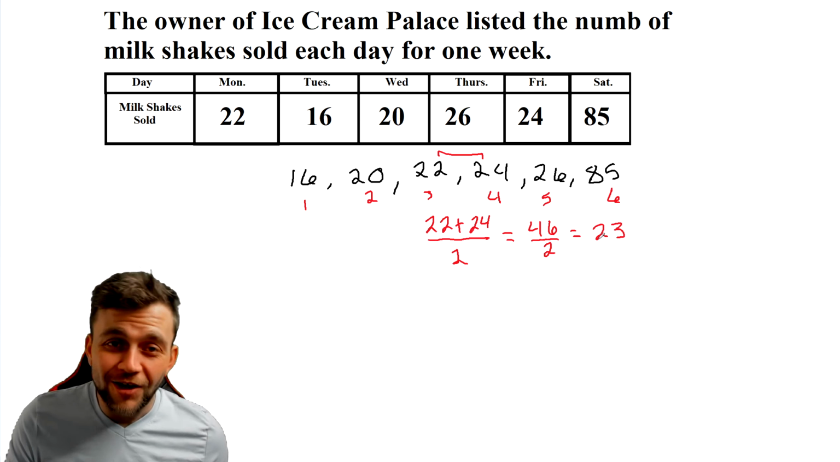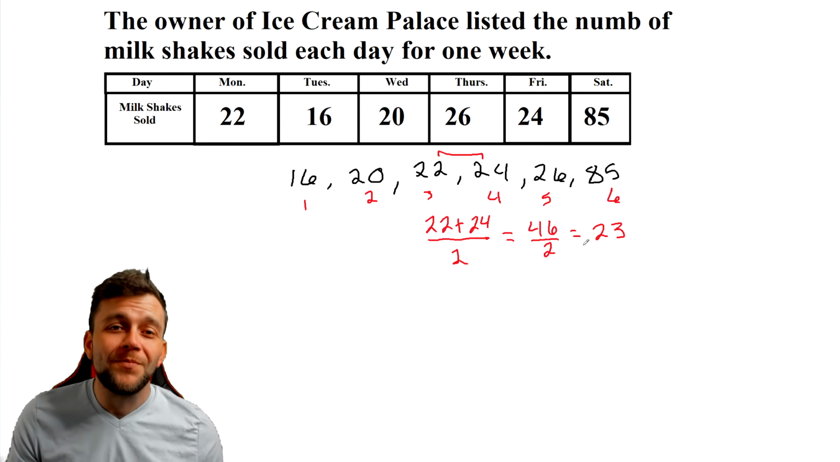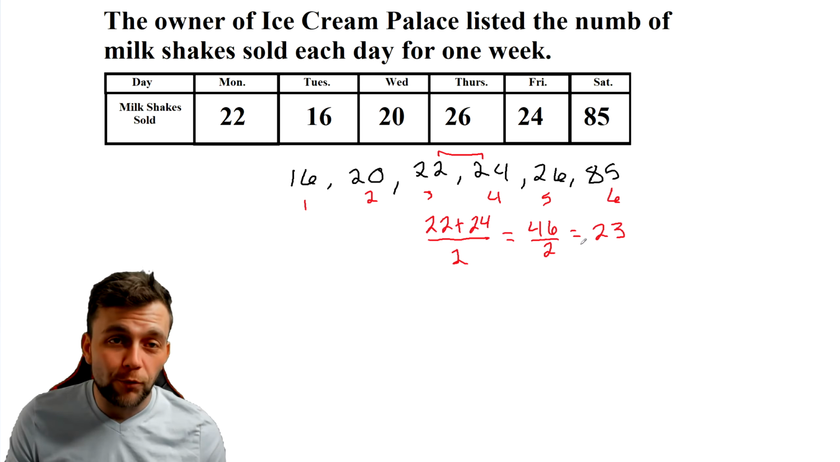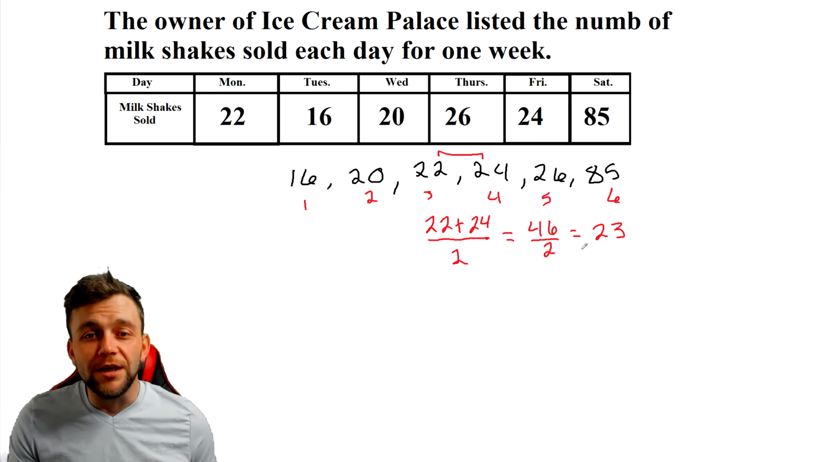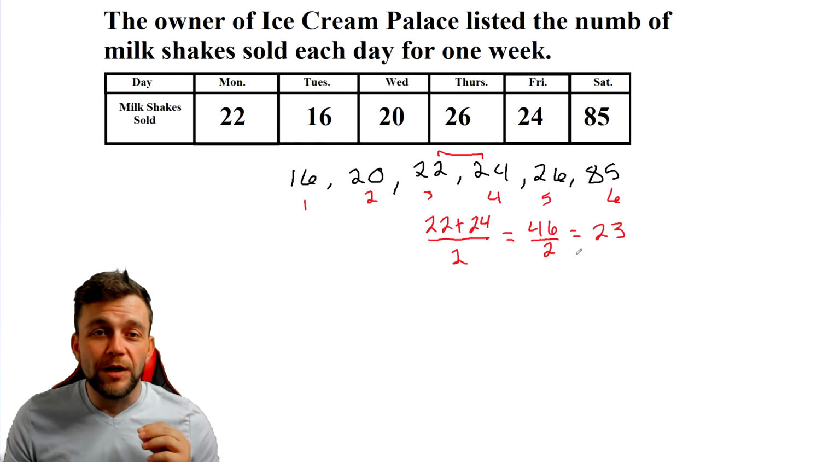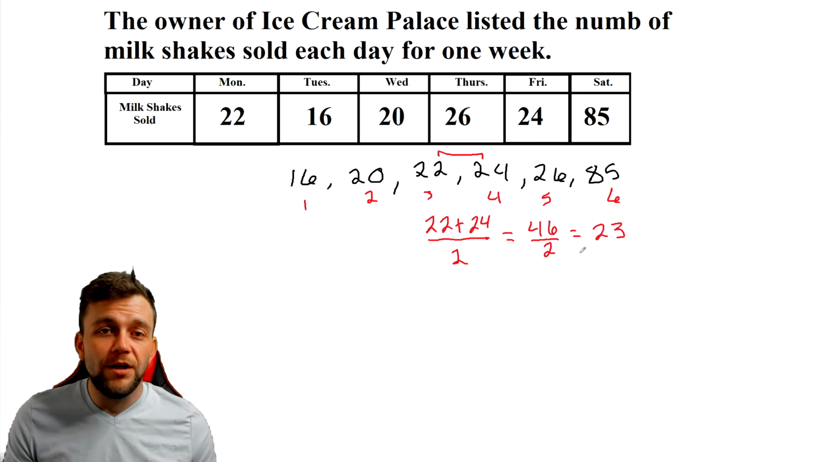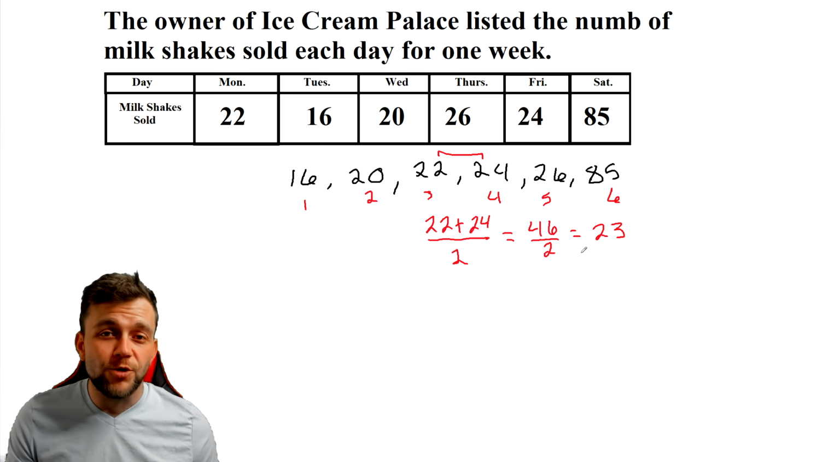And yes, I knew that 23 was perfectly in between 22 and 24, but I want you to get used to the process, right? Even if it's easy, I want you to be able to learn how to find the median, right? That's how you do very well in math. You keep doing it over and over and over again until it becomes second nature.